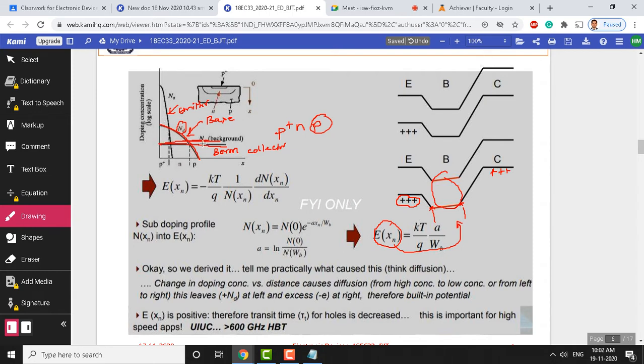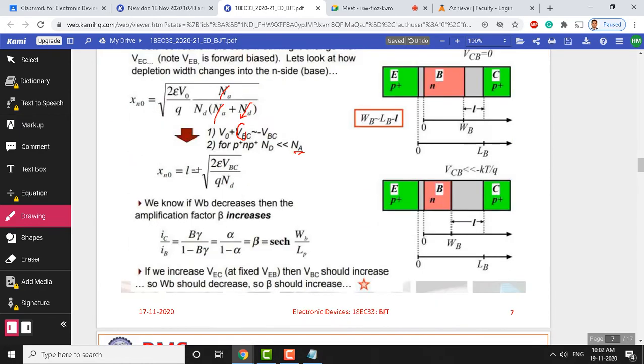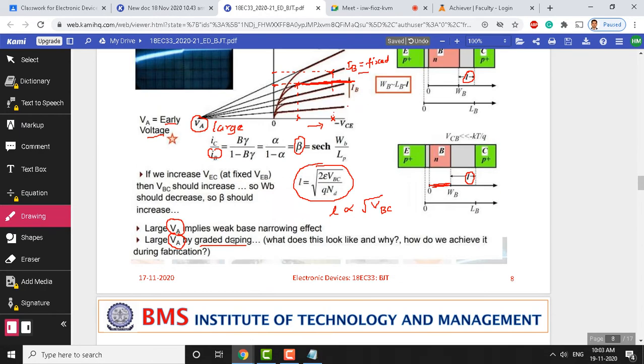Okay, we choose background material as a collector, and then we diffuse different types of impurity to make the base and emitter. So, this type of BJT fabrication will definitely increase the early voltage to a larger extent.